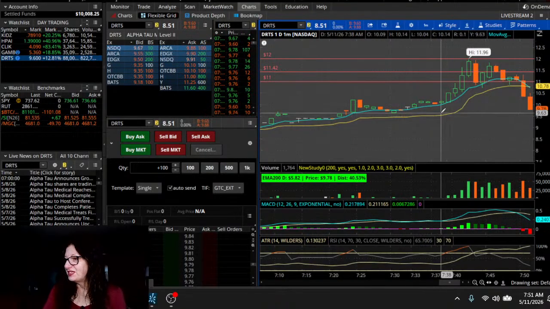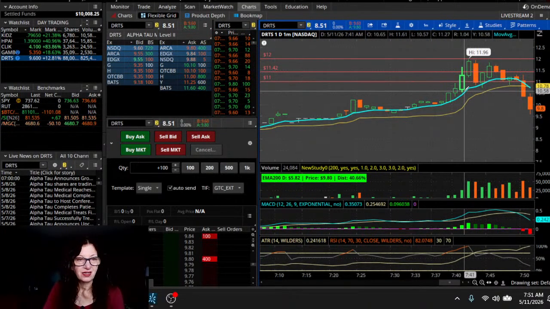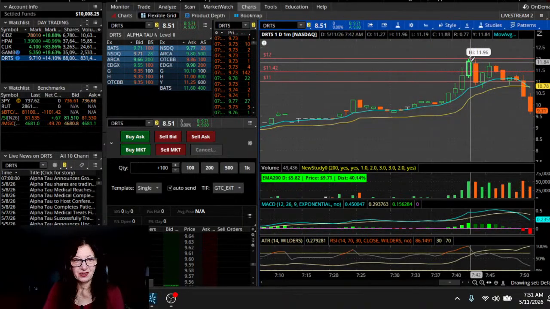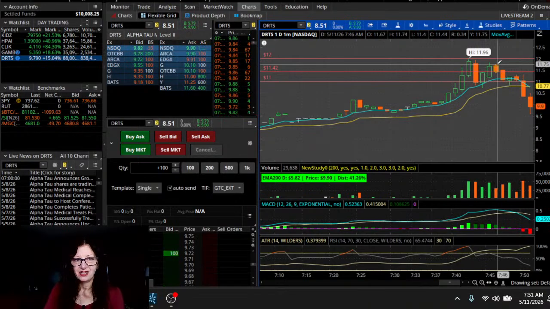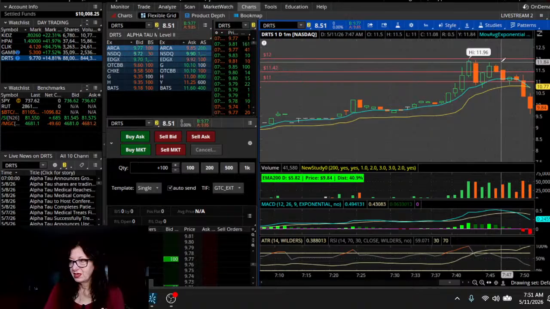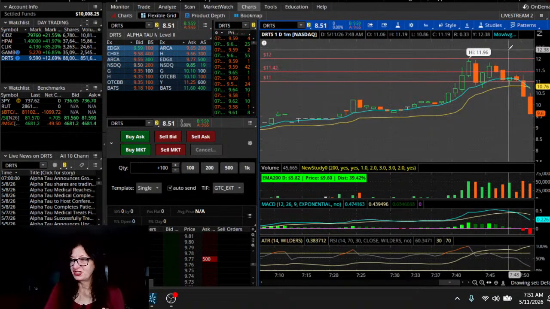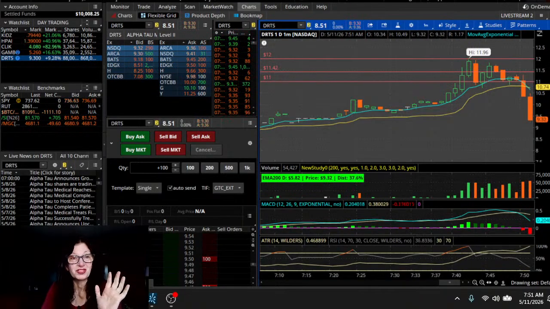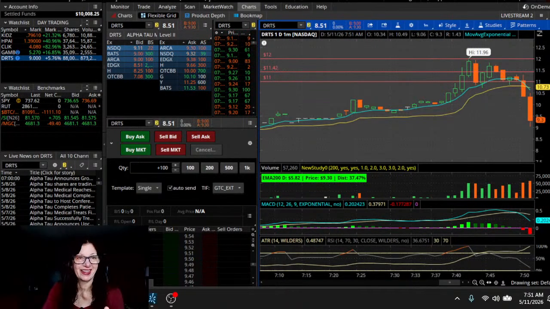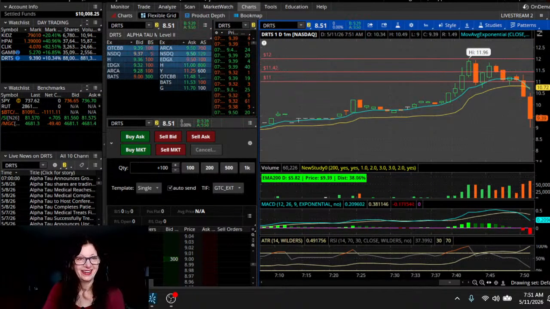So if this was an ABCD pattern, this would be the AB leg. This is the BC retracement, and this is the CD leg. And this would be the entry point, but it just didn't go any higher. Is that right? Oh my God. Why do I have so much difficulty seeing this? It's like, really? Okay.